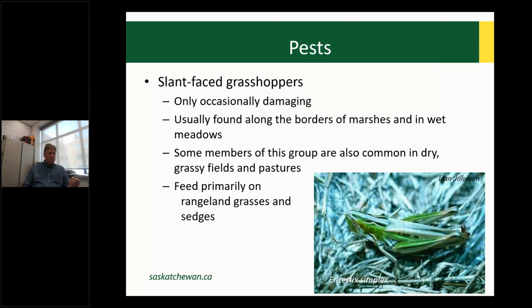Under dry conditions, these don't fare as well. Some members of this group are also common in dry grassy fields and pastures. It is a relatively large group. They feed primarily on rangeland grasses and sedges, but they can be a problem in crops too.